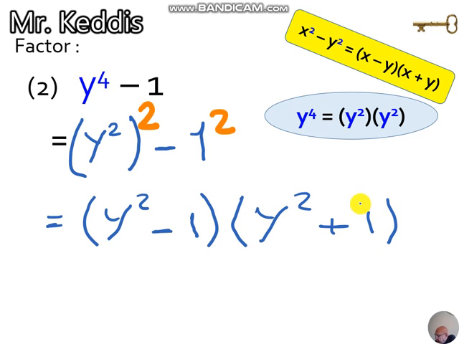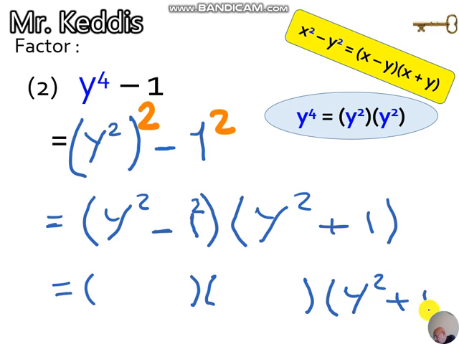I can write 1 here as 1 squared, but this is the sum of two squares. You cannot factor the sum of two squares, but I can factor the difference between two squares. I can write 1 as 1 squared here. This now becomes the difference between two squares. I factor this: y minus 1, y plus 1. And I'm going to write y squared plus 1 as it is. Y squared plus 1. And this one became y minus 1, y plus 1.